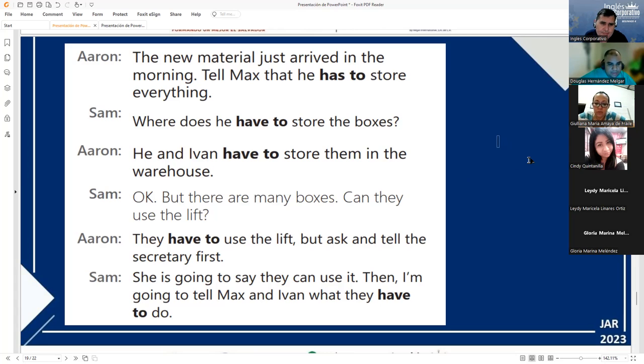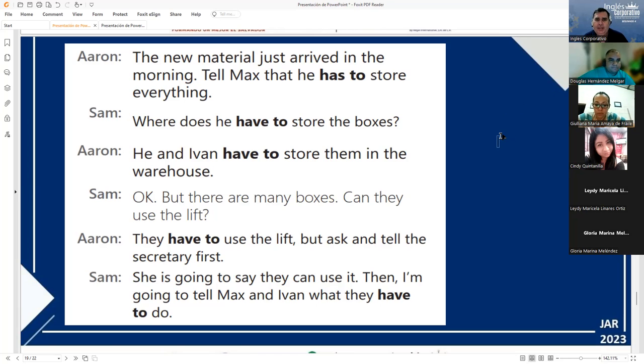Okay. But there are many boxes. Can they use the lift? They have to use the lift, and ask and tell the secretary first. She is going to say that they can use it. Then I'm going to tell Max and Ivan what they have to do. Okay, yes. Excellent. Very good.